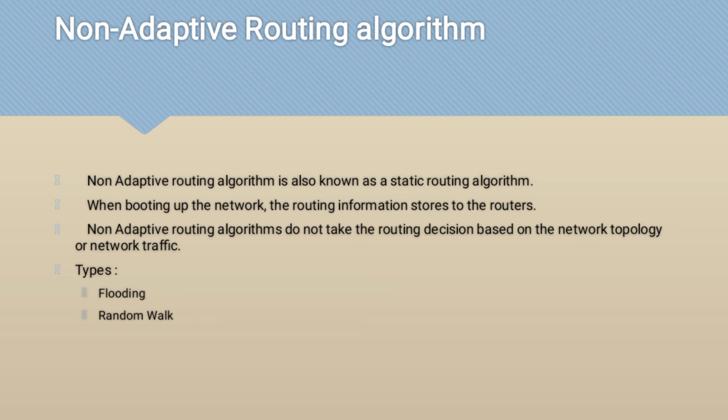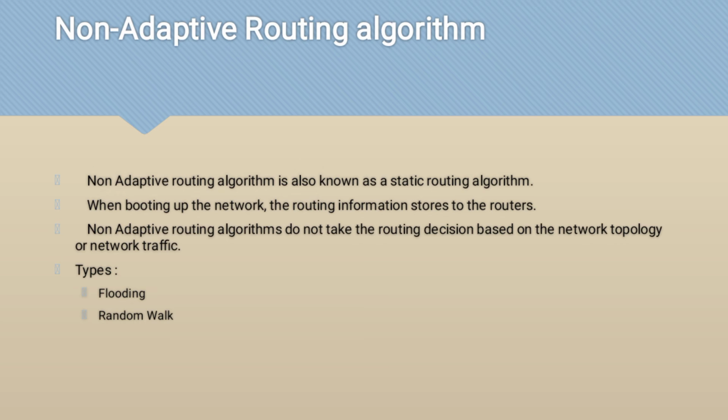Next, the non-adaptive algorithm. A non-adaptive routing algorithm is known as a static algorithm. When the network boots, the routing information is stored in the routers. A non-adaptive algorithm does not take routing decisions based on the topology of the network. There are two types of non-adaptive algorithm: first one is flooding, second one is random walk.